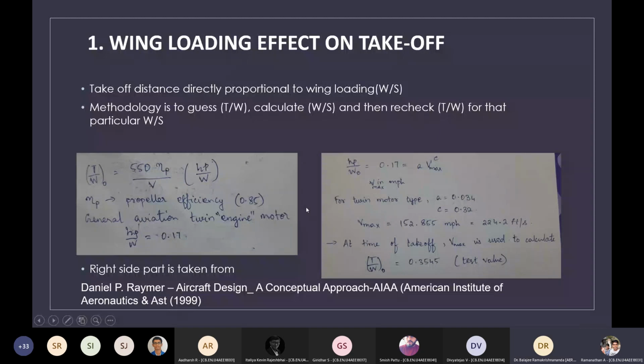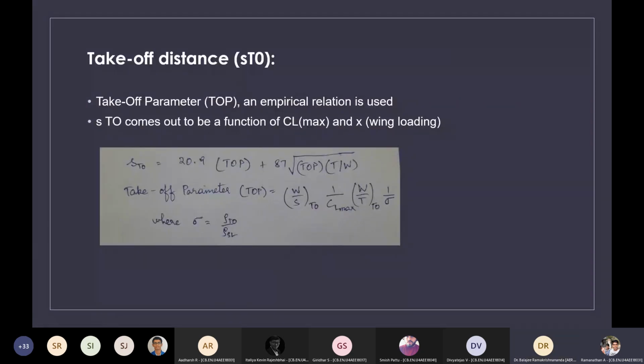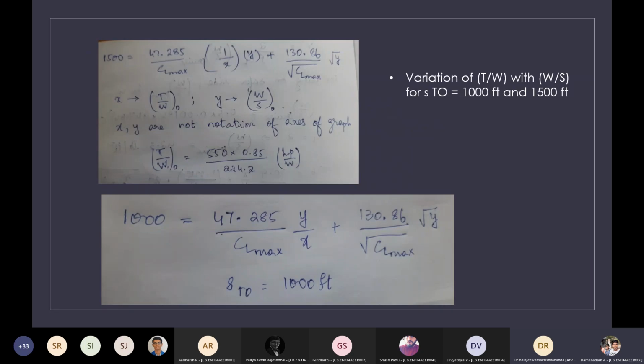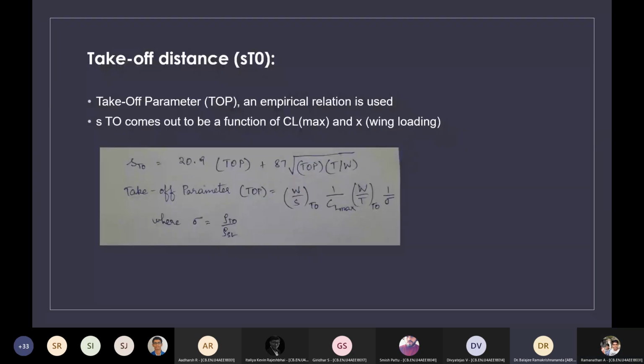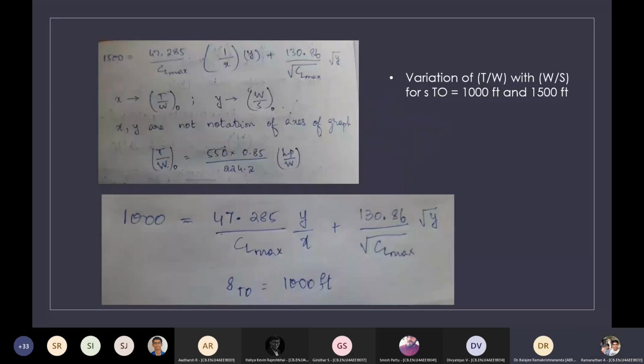Coming to takeoff distance, this T by W naught is helpful in getting various takeoff distances for various wing loading cases. Are you using the same equation for your case also? Yes, sir, for takeoff and landing. Yes, sir.